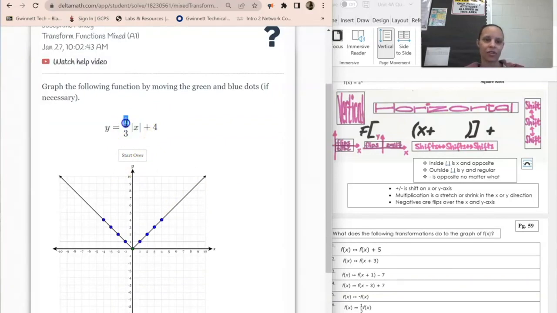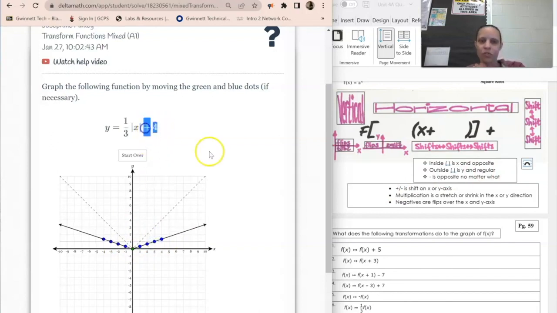All right, so again, find the x, that's your function. I have a third outside. We just talked about this on the last question. A third outside. Outside is y and regular. A third is multiplication. Shrink is a fraction. Stretch is a whole number. So shrink, y, and what I think. Okay, regular. So I'm going to take something that's divisible by 3, like the number 3. 3 divided by 3 is going to give me 1. So I'm going to shrink it in the y direction.